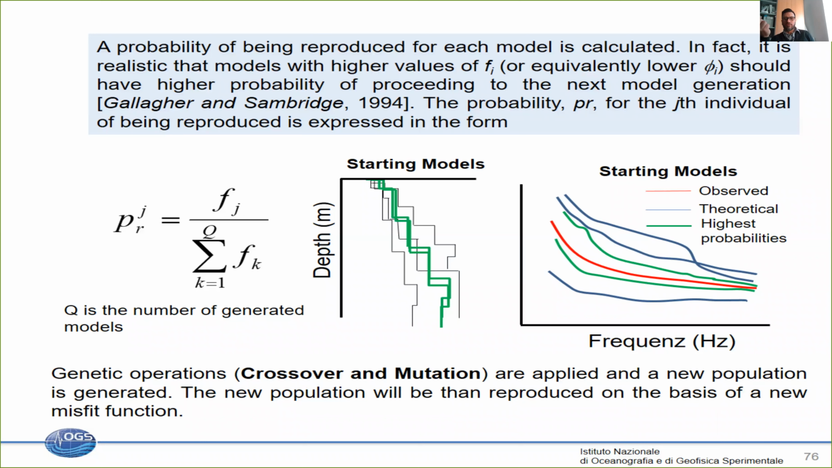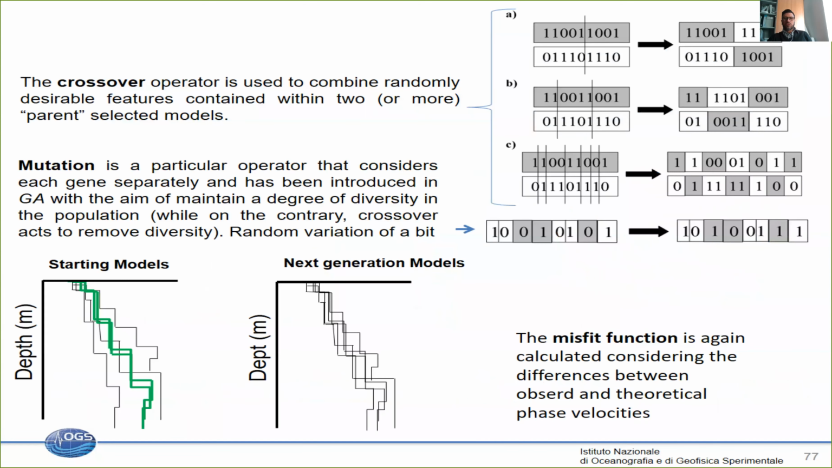But how to change this model, how to generate new models? This is done using what we call genetic operations. There are mainly two genetic operations, at least what we use in this algorithm, called crossover and mutation. Generally, they are applied to the models depending on the probability, and then a new generation, a new population of another 30 models, is generated and reproduced. So how do these operations work, and why do we need the gene in this binary form? Because applying these operations in binary form is quite easy.